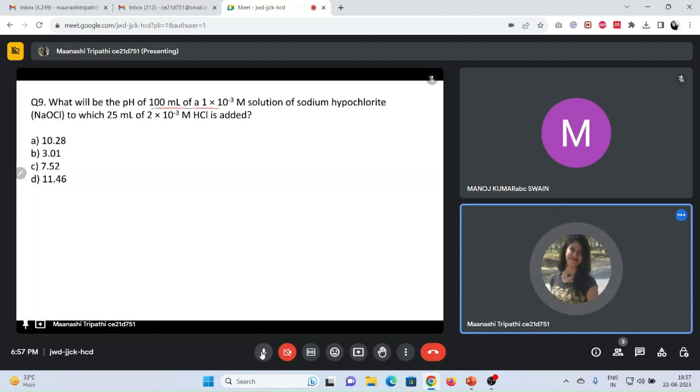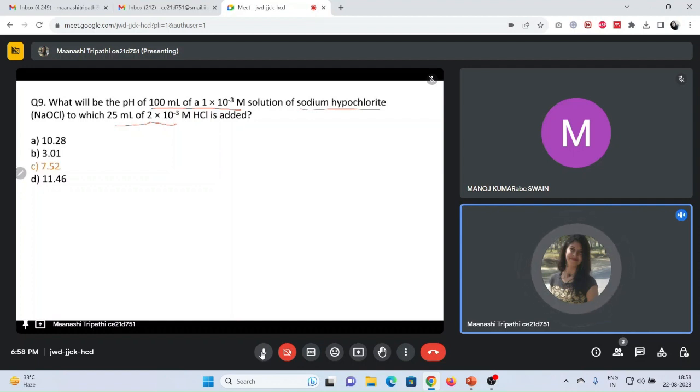100 ml of 10^-3 molar solution of sodium hypochlorite, to which 25 ml of 2 × 10^-3 molar HCl is added? So this is a dilution question. We just need to know how much HCl and hydronium ion both are present. Then we can multiply, adjust to the volume, and get the pH. So please try to solve this question. We'll see the solution in a second.